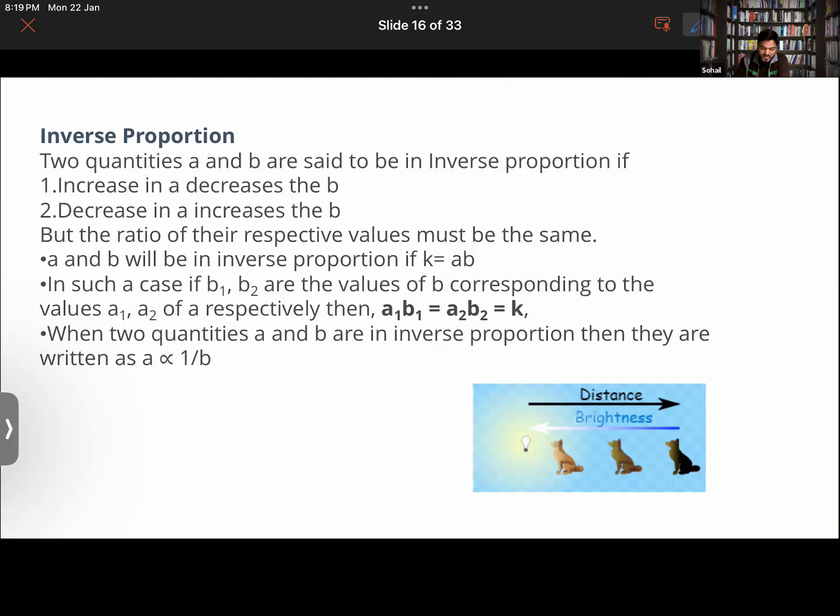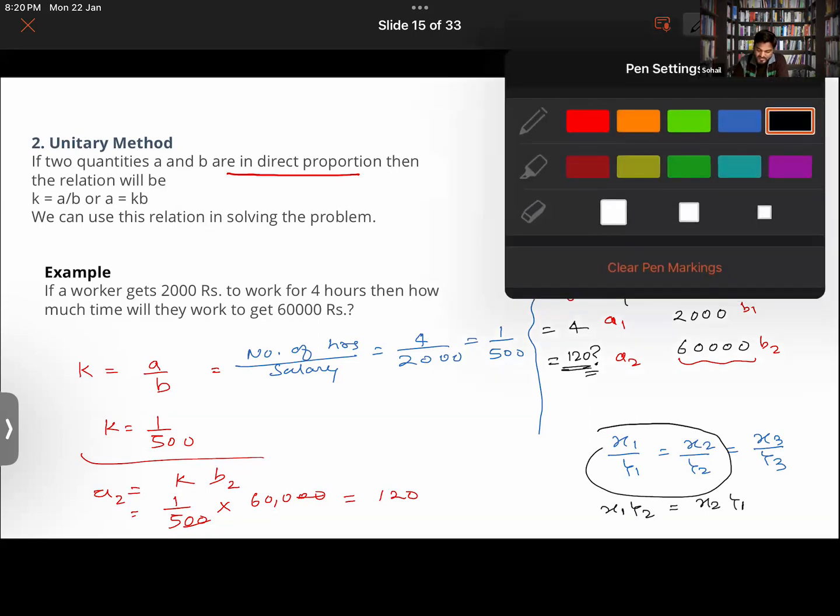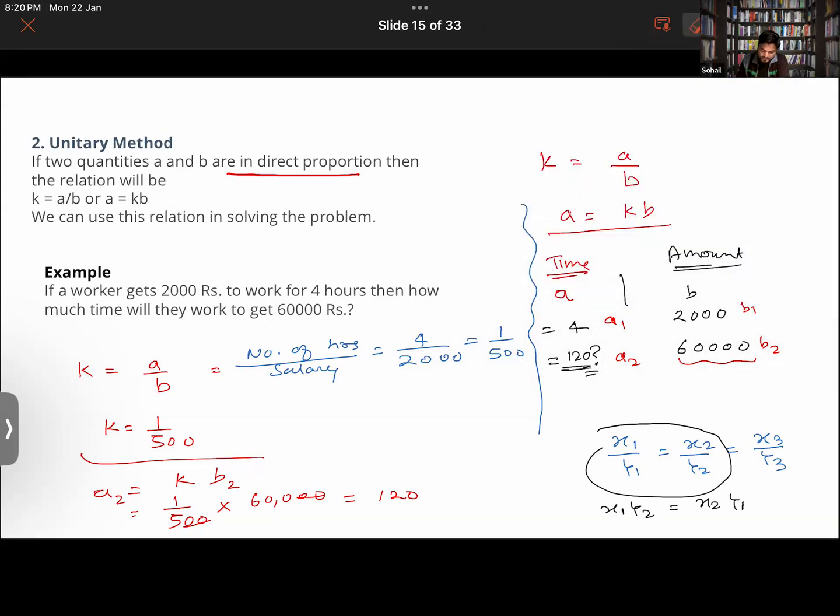So basically in proportion you studied this thing, x1 upon y1 equals x2 upon y2 equals x3 upon y3, right? Now understand one more thing in this. For example, let's take x1 upon y1 equals x2 upon y2, right? Now do tell me, will x1 into y2 not be equal to x2 into y1? Let's take an example here in the inverse relation.